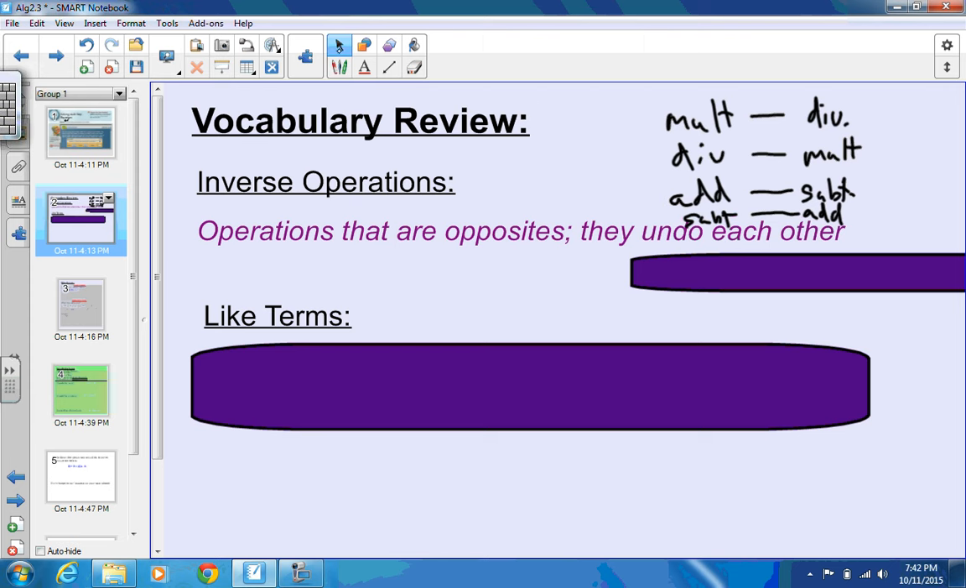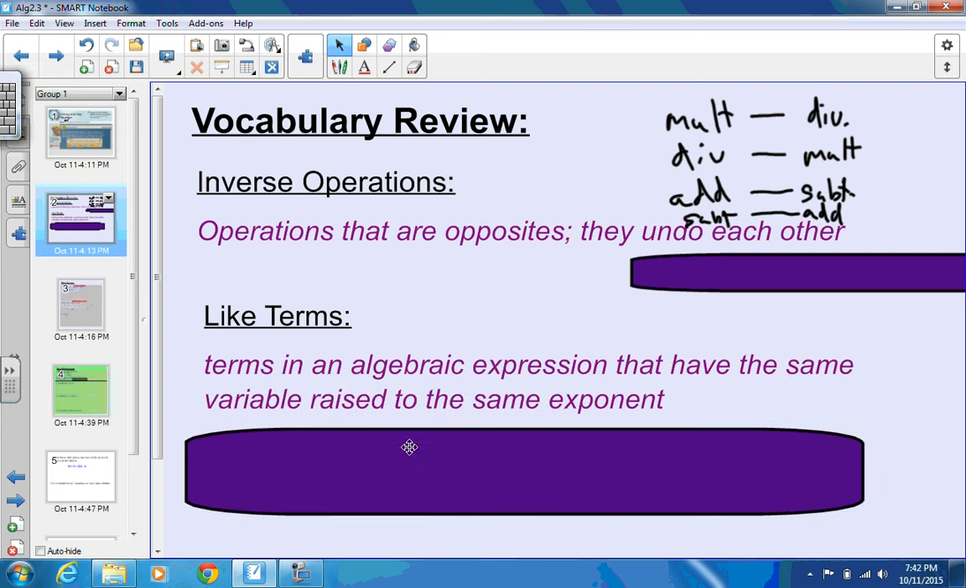All right. The other term I wanted to recap, a term from chapter 1, is like terms. Like terms are terms in an algebraic expression that have the same variable raised to the same exponent. Sometimes there won't be exponents at all, but then they have to be just the same variable. We can also deal with just numbers, which are called constants, and those would also be like terms.